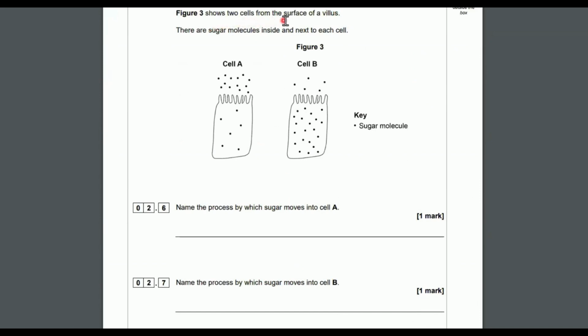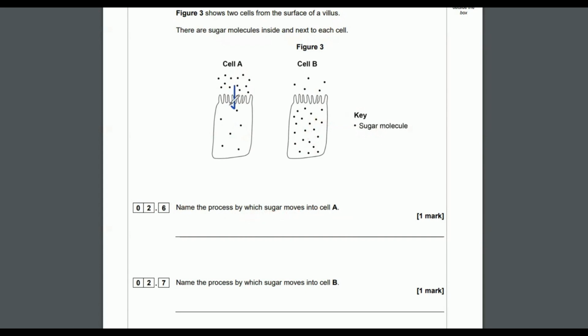Figure 3 shows two cells from the surface of a villus. There are sugar molecules inside and next to each cell: cell A, cell B, and the key, the little black dot here, is a sugar molecule. Name the process by which sugar moves into A.